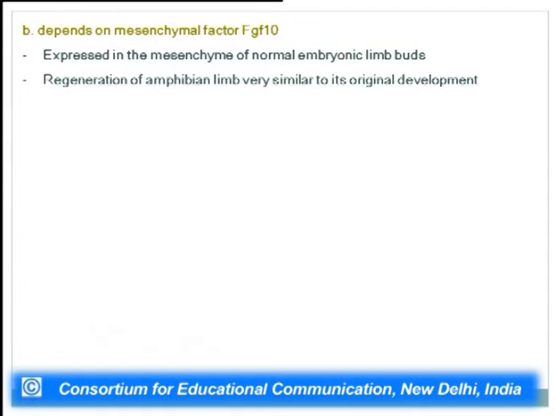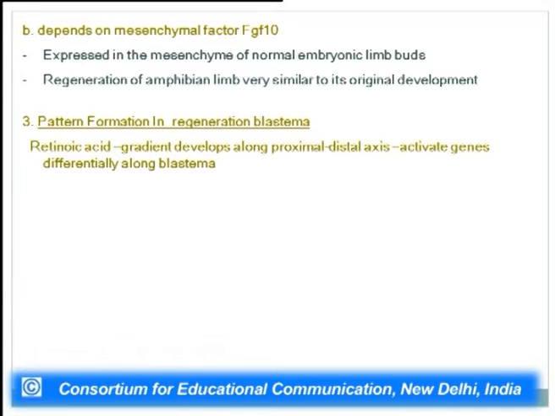The proliferation of the blastema also depends upon the mesenchymal factor FGF10. It is expressed in the mesenchyme of normal embryonic limb buds. The regeneration of a limb is very similar to its original development. So this mesenchymal factor plays a very important role in that.